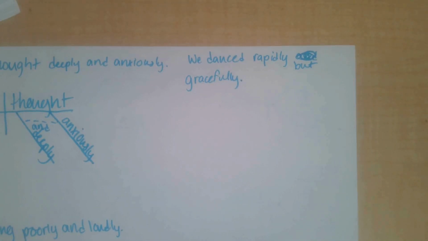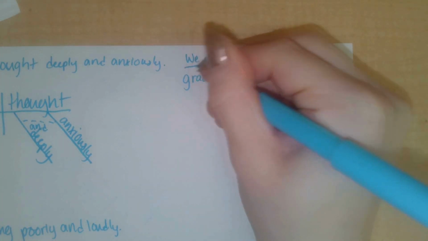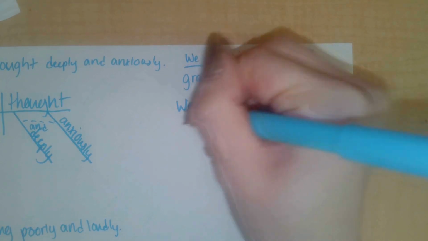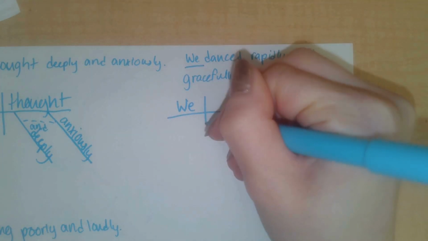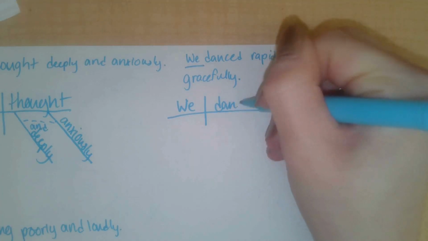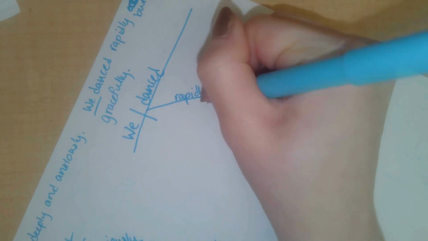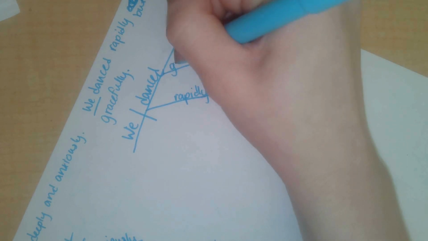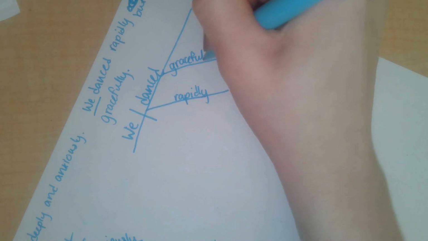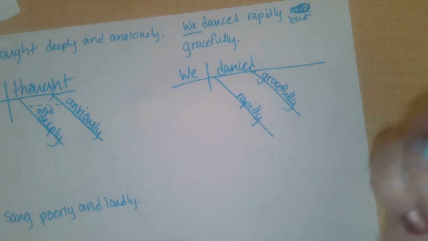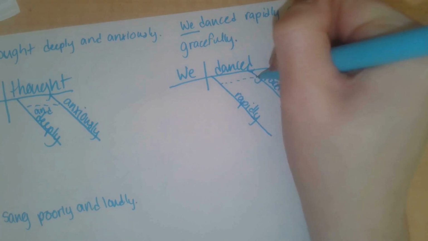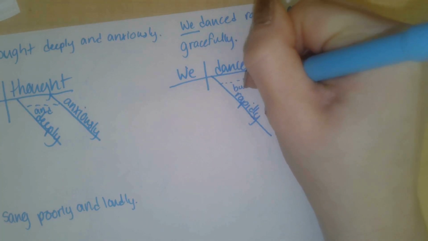The next one, we danced rapidly but gracefully. We is our subject. What are we doing? We danced. How did we dance? Our adverbs, rapidly, but gracefully. So we have our two adverbs, and then we gotta do our dotted line and our conjunction.